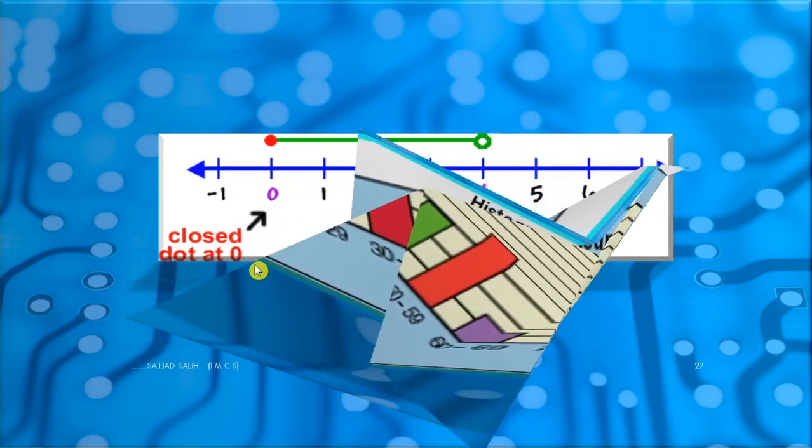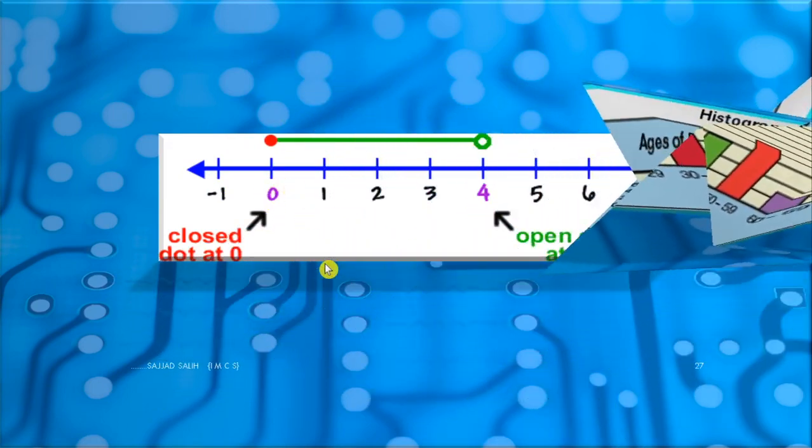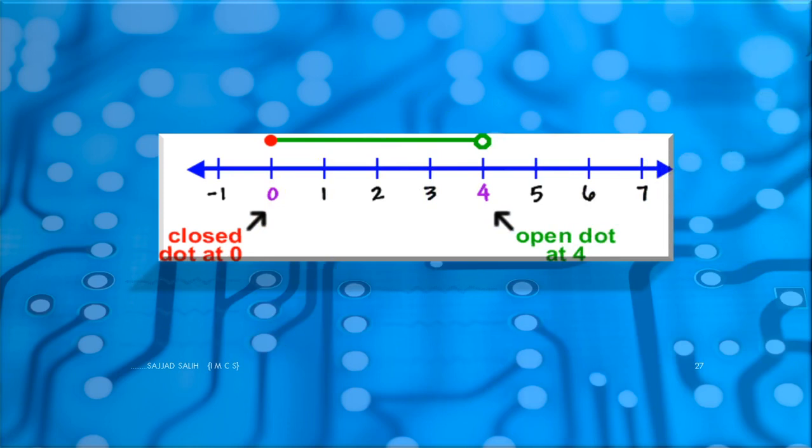And here is the other example. This notation says that 0 is included but 4 is not included. Here is the closed dot and here is the open dot: closed at 0 and open dot at 4. Simply, between 0 and 4, the numbers 1, 2, 3 are included in this interval, 0 is included but 4 is not included in this interval.